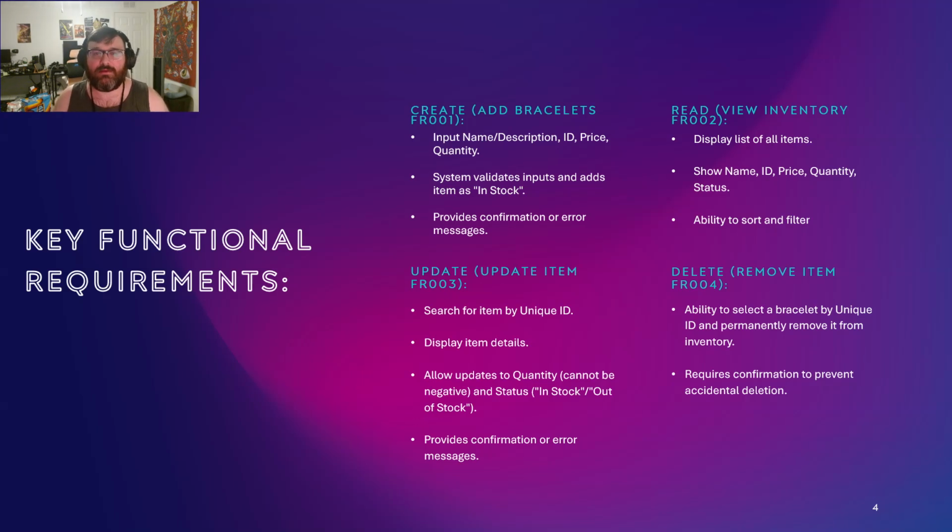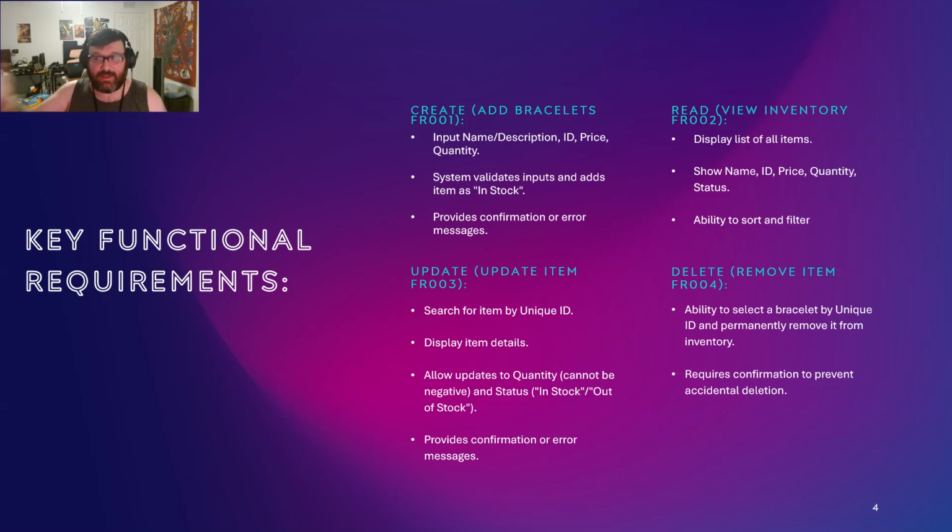Now for updating, we're going to want to be able to search for an item by a unique ID. We're going to want to display the item details. We're going to want to allow them to update the quantity or the status, not change any of the other information like the unique ID, stuff of that nature, for data integrity purposes. But we want to allow them to flag something as being in stock or out of stock. Maybe they miscounted and put it in the system wrong. They can update stuff of that nature. That's a key function that we'll want for the update.